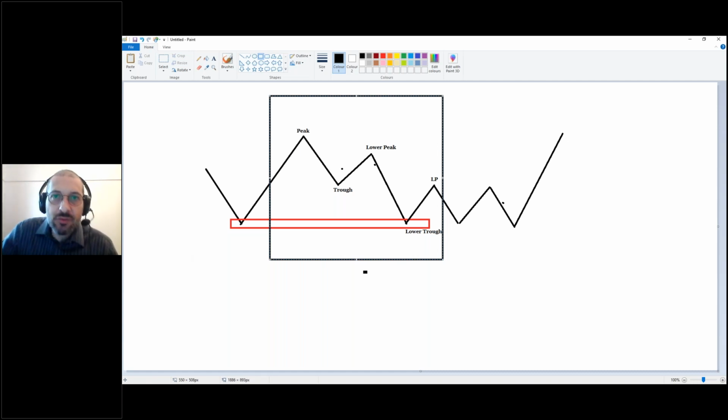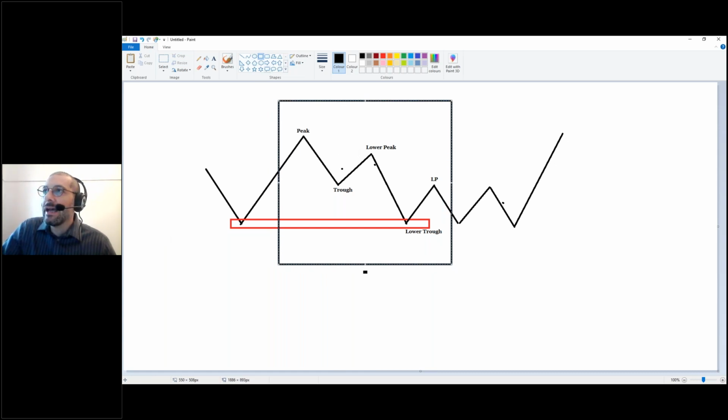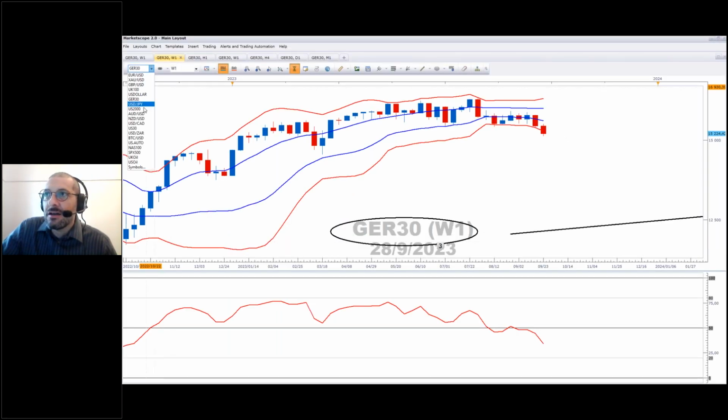If things were rosy, if things were really excellent, why would we have a lower peak here? Why would we have a lower trough here? That's telling us that there are fund managers that are exiting. And if they are exiting, where are they putting their money? Well, that's the next part. We can take a look at the dollar. So a lot of money.